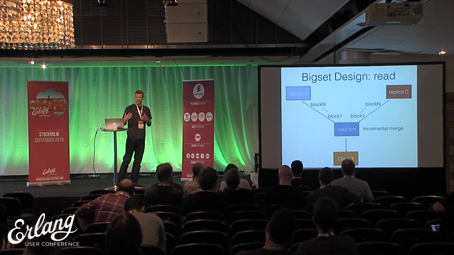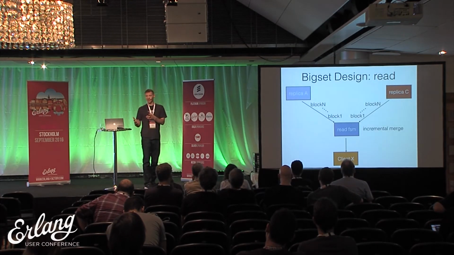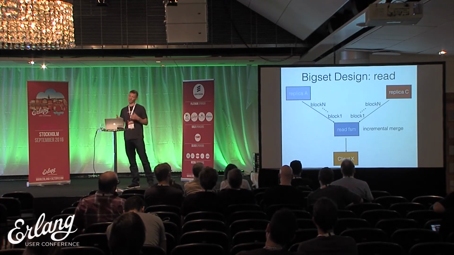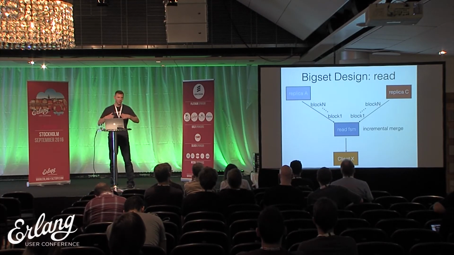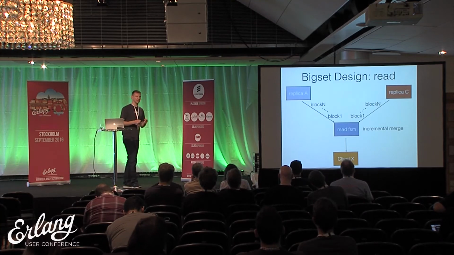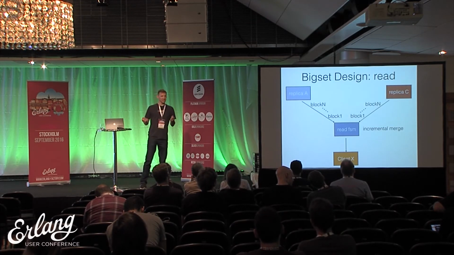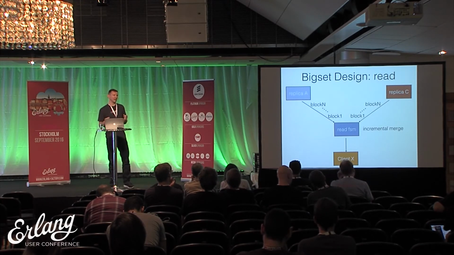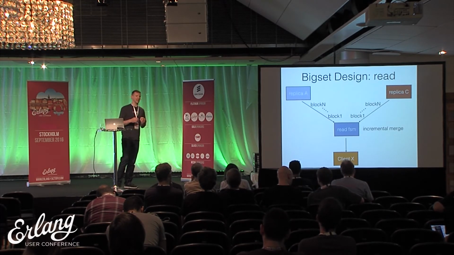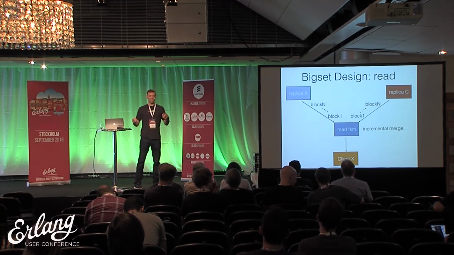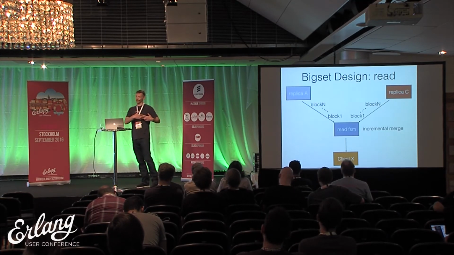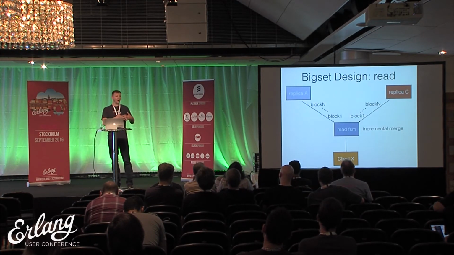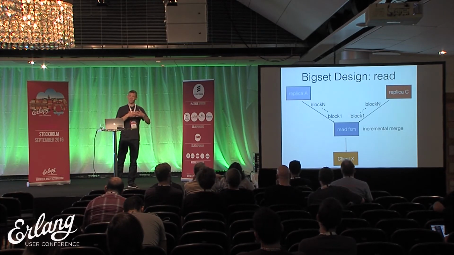You have a client asking to read the set. An FSM starts up, contacts a bunch of replicas, in this example 2, and they all stream these blocks of keys off disk. And because they're ordered, we can take block one from both replicas, and they represent an equivalent subset of the CRDT. And so we can do a merge. That merge we looked at earlier on, we can perform that on a subset.